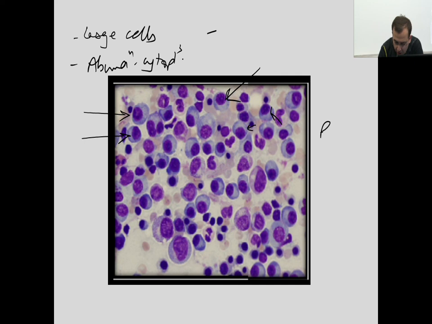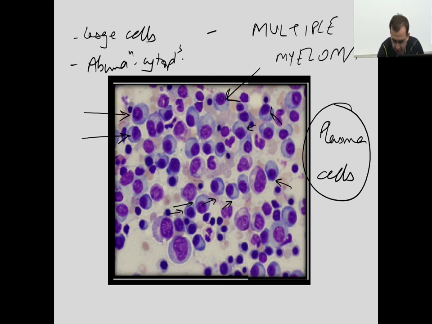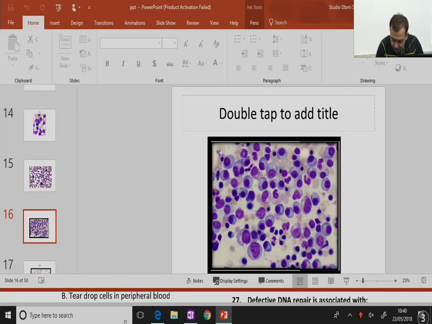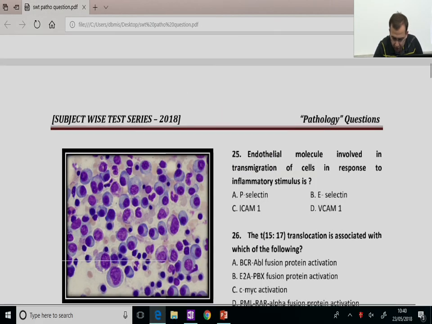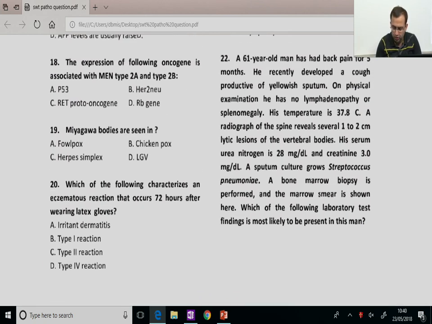These all are the plasma cells. So presence of abundant plasma cells makes the diagnosis as multiple myeloma. Next, so this gets us to the question now. Let us have a look at our question and see if everything is fitting into this or not.